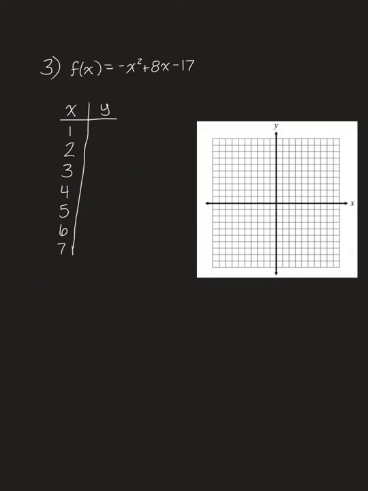Last but not least, we have f of x is equal to negative x squared plus 8x minus 17. We can plug these x values into our function. If I plug in 1, 1 squared is 1, times the negative is negative 1, plus 8, minus 17. You should get negative 10. So when x is 1, y is negative 10. You can plug in the rest of these values.